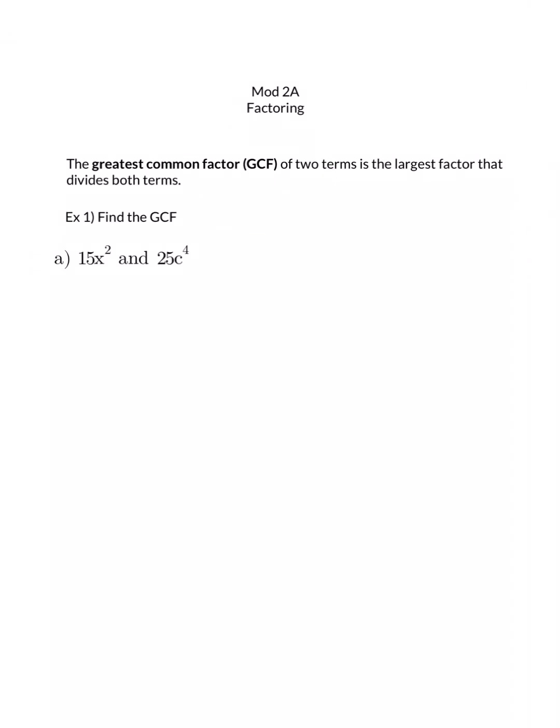We are being asked to find the greatest common factor for 15x squared and 25c to the fourth. When you are looking at items like this and you want to find the greatest common factor, look at each individual item. For example, let's just look at the 15. The factors of 15 are 1, 3, 5, and 15. The factors of 25 are 1, 5, and 25.